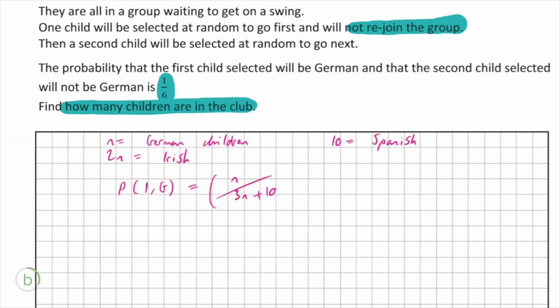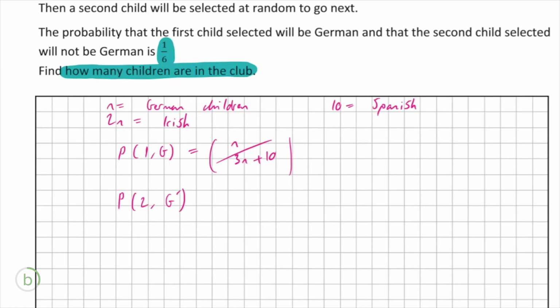So we have that probability, and here we have our second probability involved, which is that the second selection, or 2, is not German, so we're just going to call that G complement. So that is dealing with just this part of the wording up here, and that is just the number of non-German children in the club, which is going to be 3n plus 10, which we've already worked out to be the total, and we're just going to rewrite that on the side, minus the number of German children, which we know is n. So the children that aren't German is equal to 2n plus 10. Simply 3n plus 10 minus n.